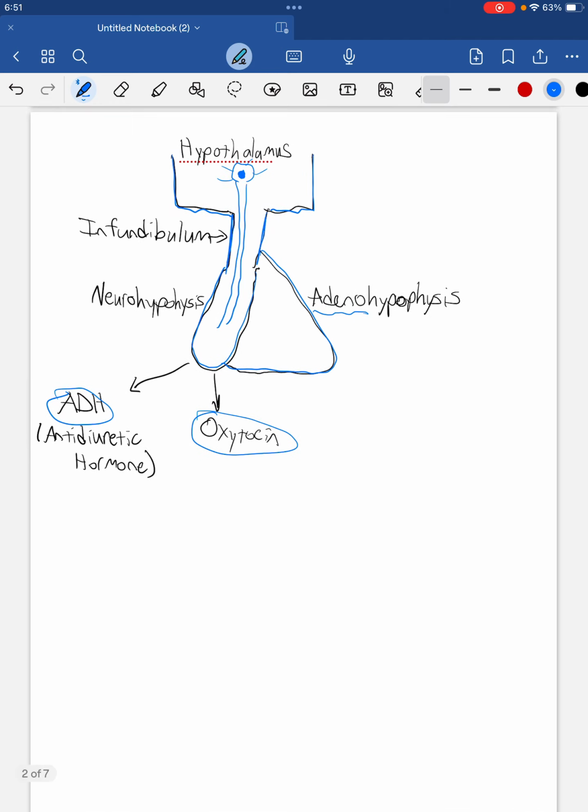So in diabetes insipidus, this is where the hypothalamus doesn't make ADH. So it makes you very, very thirsty and always peeing, because we don't have anything that decreases that urine output and helps to absorb more water. So you get dehydrated and very thirsty.